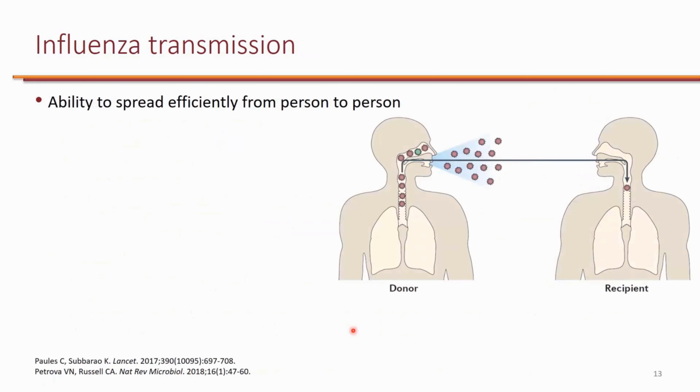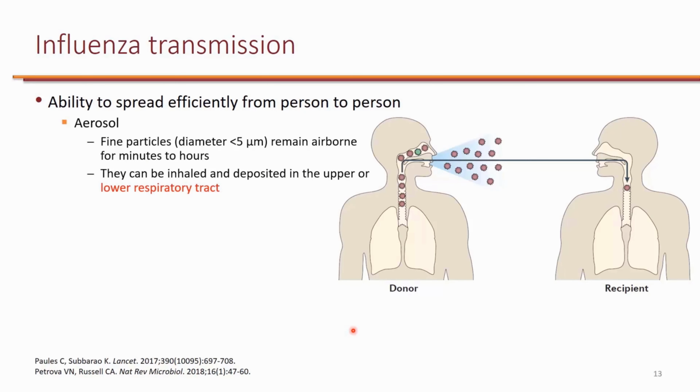Now let's take a look at influenza transmission. The influenza virus actually has the ability to spread very efficiently from person to person through three routes. One route is by aerosol, which are basically fine particles that remain airborne for minutes to hours, which come from an infected patient and can be inhaled. Because they are so small and fine, they can go deep into the lung, and because they go deep into the lung, they can cause lower respiratory tract infection.